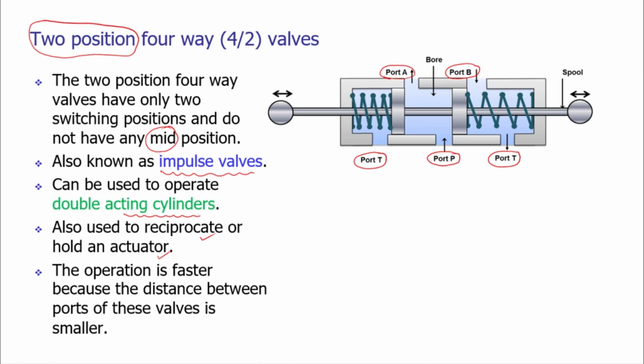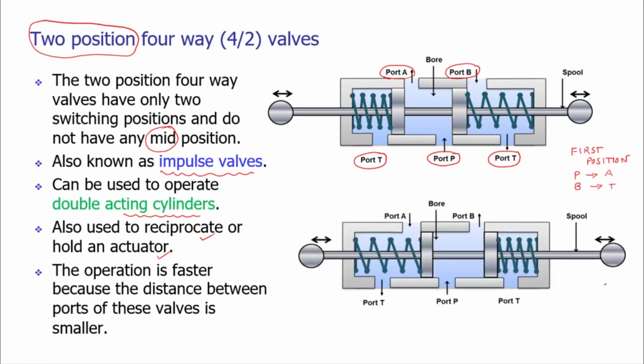So at one position, as you can see, in the first position the pump port P is connected to the application port A, and the B is connected to the tank port. So when we actuate the actuator by using the valve, when we actuate the cylinder, then port P will be connected to port B, and the pressurized fluid from port A will be taken back to the tank port T.